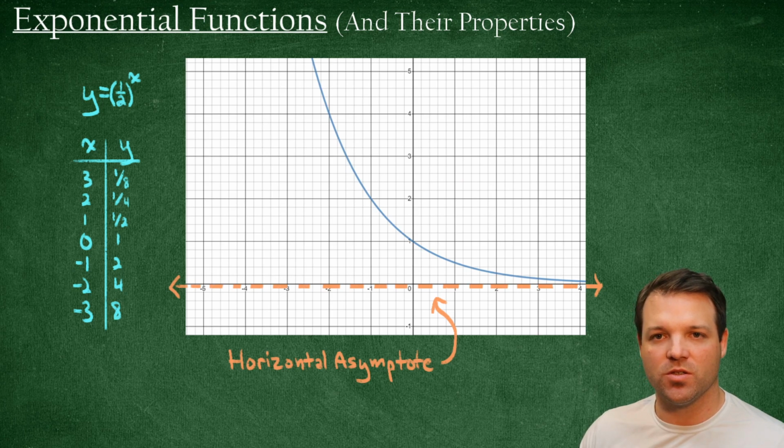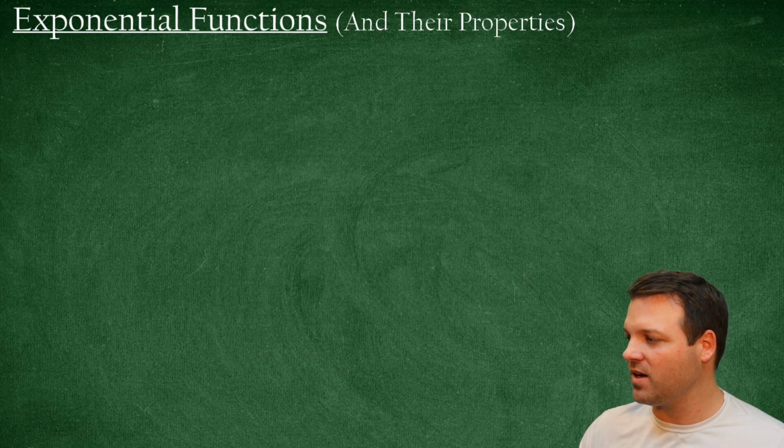All exponential functions have a horizontal asymptote. These simple functions happen to be on the x-axis. However, in a future lesson, we're going to transform this by moving it up, down, left and right, and all that kind of stuff. And the horizontal asymptote will move with those transformations. Okay. So, anyway, let's go back and finish this up.